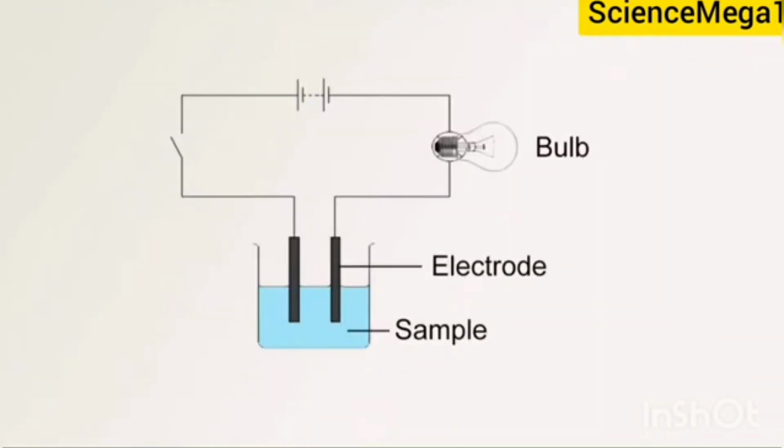The diagram on your screen is used to investigate whether a given sample conducts electricity. If the electrodes are placed in the sample and the sample conducts electricity, it will cause the bulb to be lighted. But on the other hand, if it doesn't conduct electricity, then the bulb will not be lighted.